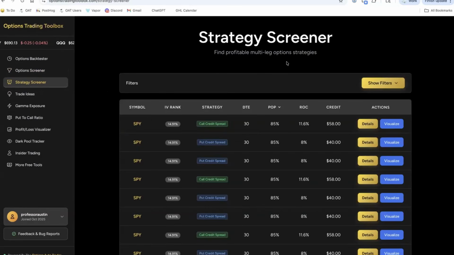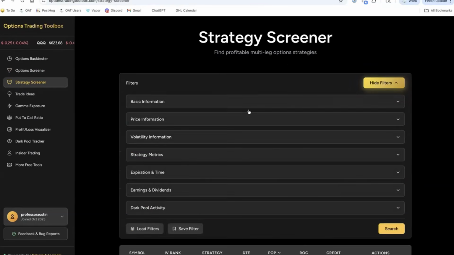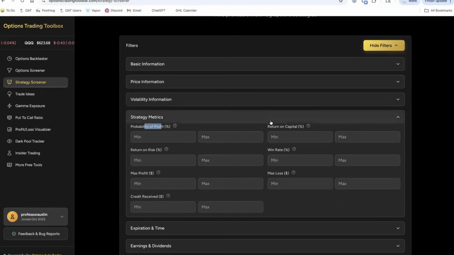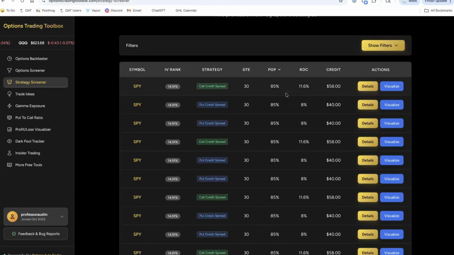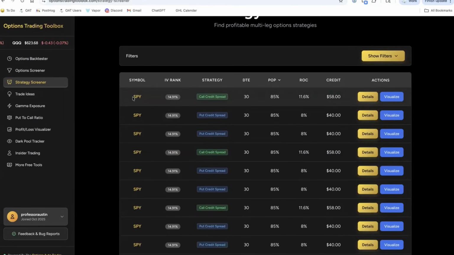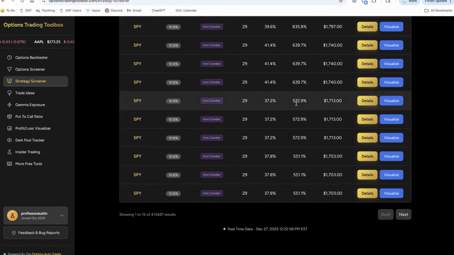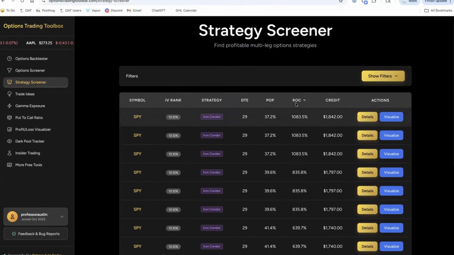Next is the strategy screener. This is where we actually construct different strike prices. Our algorithm goes through to find the best setup. And here's an example. We can filter by all the same things, but we also have strategy metrics in here, which is probability of profit, return on capital, win rate, all these amazing factors. So you can see here, I have a SPY put credit spread 30 days out, 85% chance of making money, and then an 8% return on capital. So not too bad. I prefer a higher return on capital. Ooh, the iron condors get quite large. It's not too bad. So I can see all this stuff here.